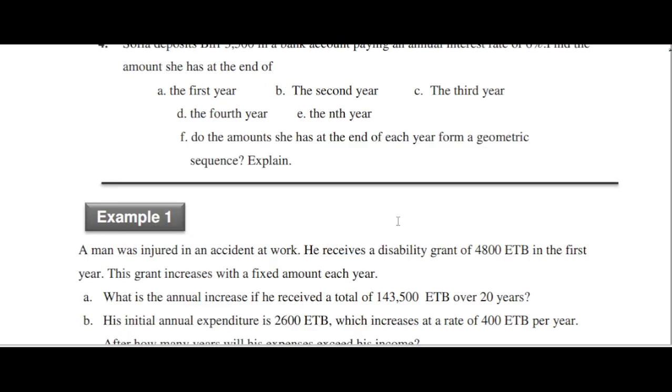So let's calculate it. What is the annual increase? If he received a total of 143,500 ETB over 20 years, this is S20. What do we want to find? The annual increase, the common difference d. So let's calculate it here.